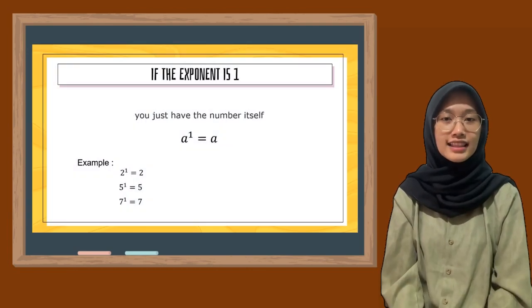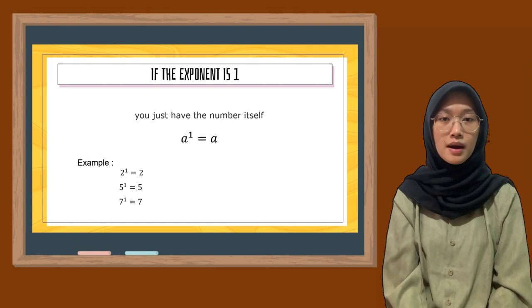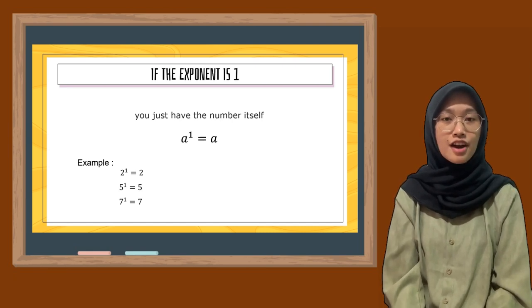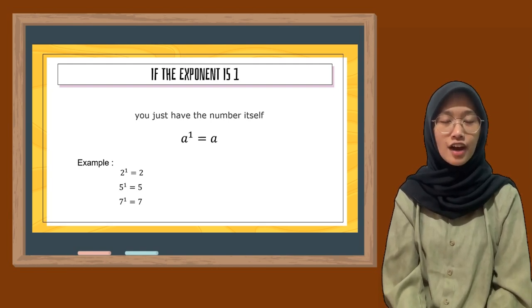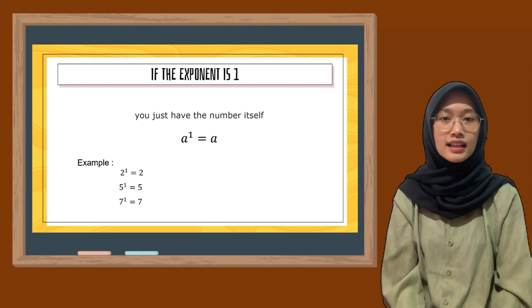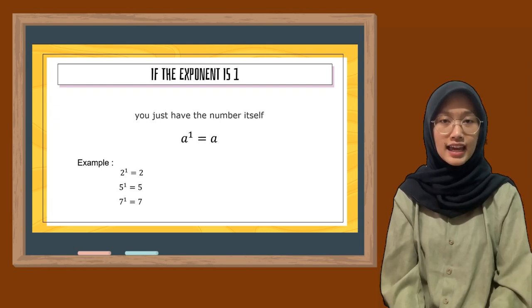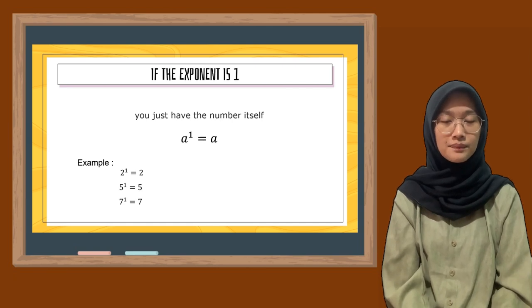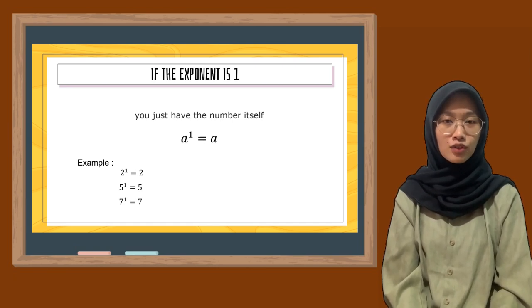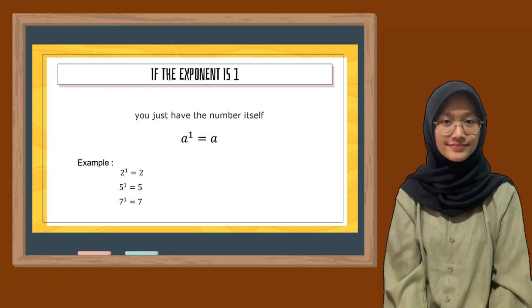And then there are special forms about the exponent. First, if the exponent is 1, you just have the number itself. Formula: a to the power 1 equals a. The example, 2 to the power 1 equals 2. 5 to the power 1 equals 5. And 7 to the power 1 equals 7.